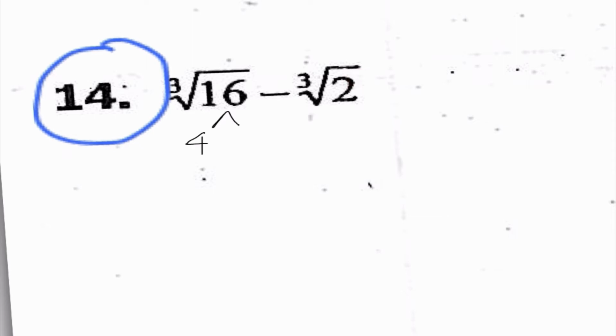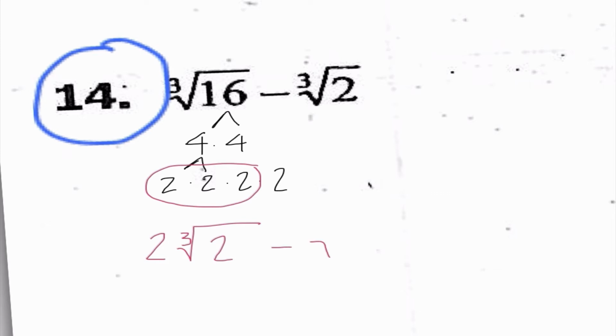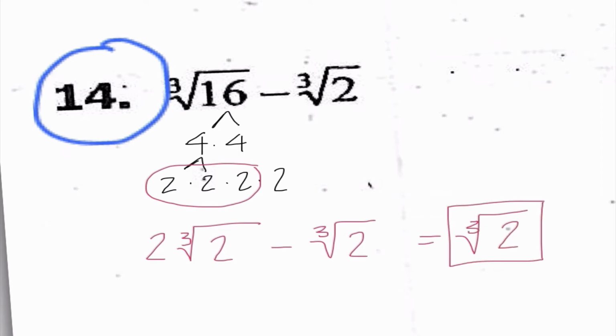So I'm going to do a factor tree of 16, so I have 4 and 4. So I get 2 times 2 times 2 times 2. And I have this group of 3 that we can take out. And I have a 2 left over. So I have 2 cube root 2 minus cube root 2. At this point, I can just combine the coefficients, and 2 minus 1 is just 1, so cube root 2 is my answer. So just rule of thumb, when we're multiplying or dividing, I need the same index number. If I'm adding or subtracting, I need the same index number and the same radicand.